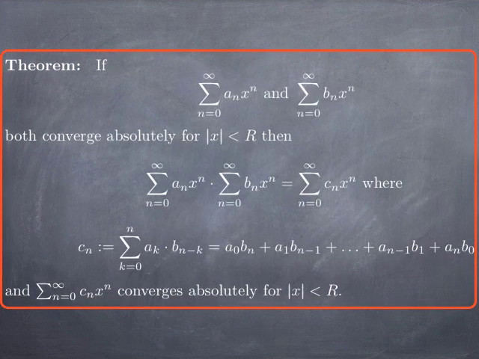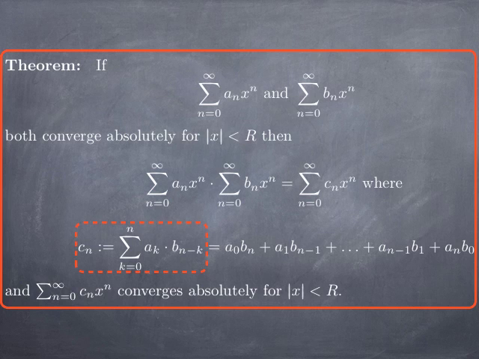So the theorem is this: if we have two power series that are absolutely convergent for absolute value of x less than r, then we can represent the product of the two power series as a power series centered at 0 that converges absolutely for absolute value of x less than r, and the way you get the coefficient is doing exactly what we did formally in the previous example, which is running through all the combinations of coefficients that are going to give you a total power n for x.